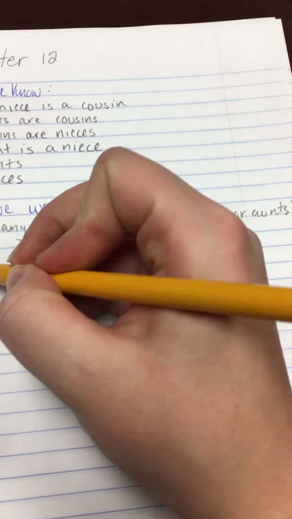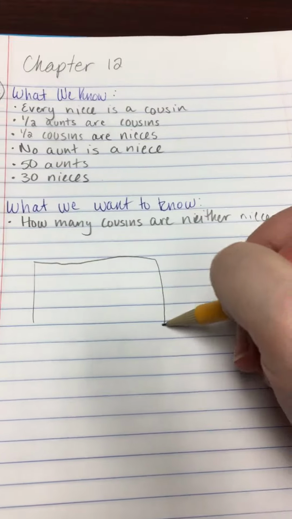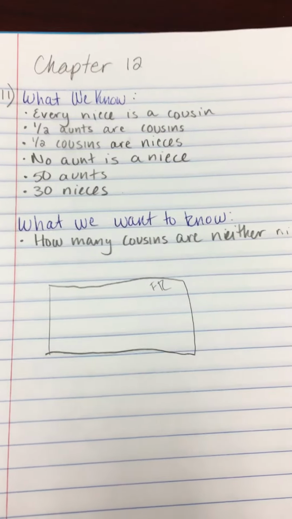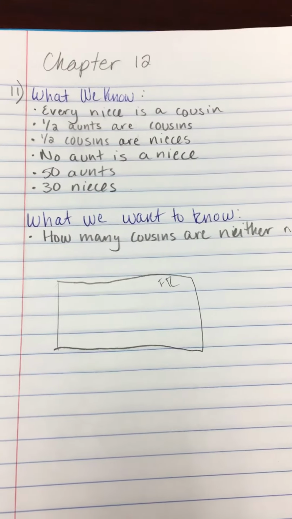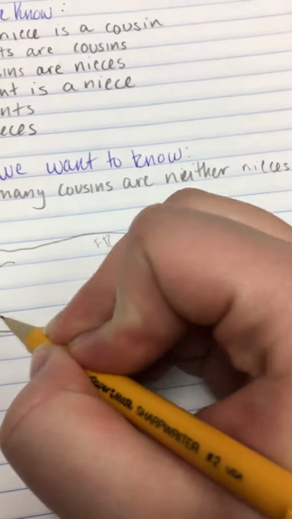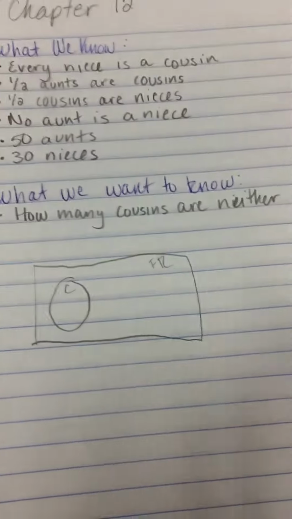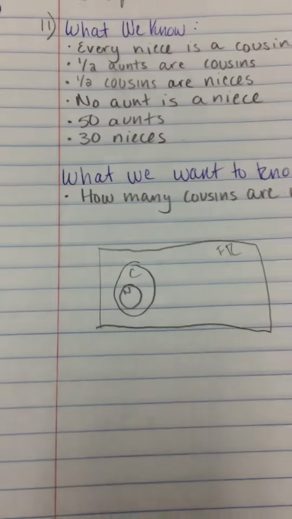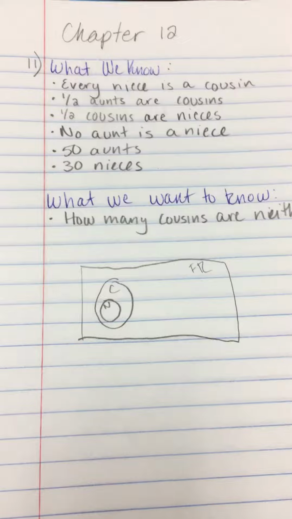So to start this problem, I started off by drawing the universal set of a family reunion, because that's where we are. FR, family reunion. So then I looked and I saw that it says every niece is a cousin. So that makes me think that nieces is a subset of cousins. So I drew cousins, and then I drew the nieces inside the cousins, because every niece is a cousin.